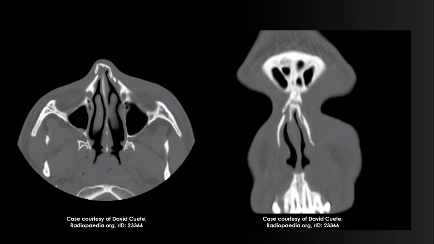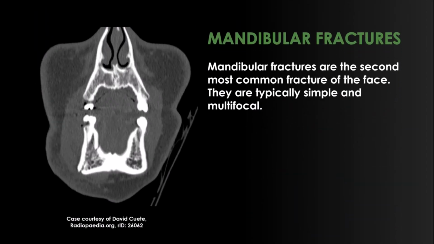The next fracture type is mandibular fractures. Mandibular fractures are the second most common fracture of the face. They are typically simple and multifocal. Simple means that they are linear fractures without significant comminution or displacement. Multifocal means there are multiple fracture locations.